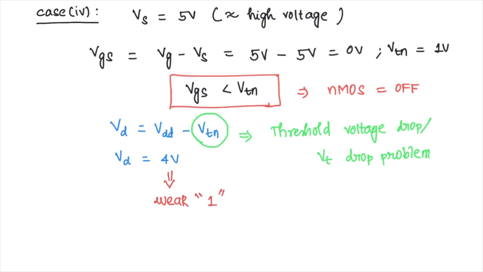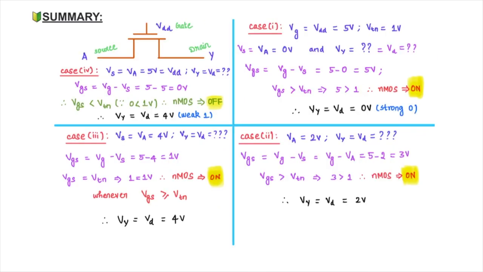So therefore, from case 1, we have understood that nMOS is capable of passing strong 0, and in case 4, we have finalized that nMOS can pass only weak 1 and not a strong 1. That is because of the threshold voltage drop problem in the nMOS transistor. The summary of all 4 cases for nMOS transistor is shown here, with case 1 depicting that nMOS is capable of passing strong 0, and case 4 depicting that nMOS is capable of passing weak 1.